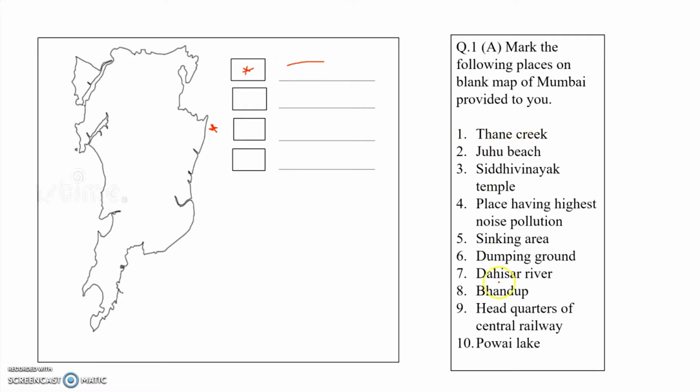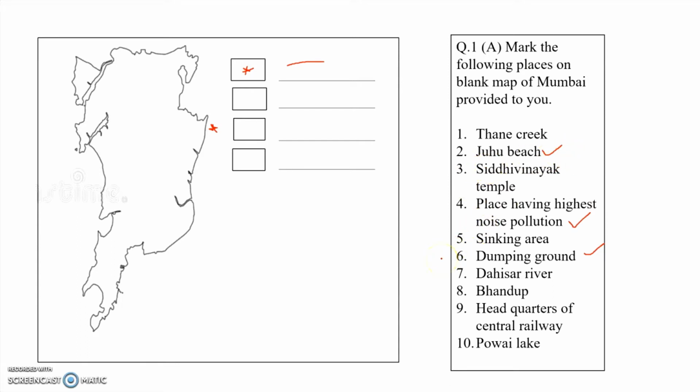Now, if you look at these questions, you will understand that all these questions are related to your semester 2 syllabus. So in your semester 2, if you have the solid waste management topic, then in this question you will be asked where the dumping grounds in Mumbai are. You have the tourism topic, so in this question you will be asked where Juhu beach is. You have industrial and agricultural pollution, so here you will be asked places having the highest noise pollution, air pollution, water pollution. So these questions are also in some way related to your semester 2 syllabus.